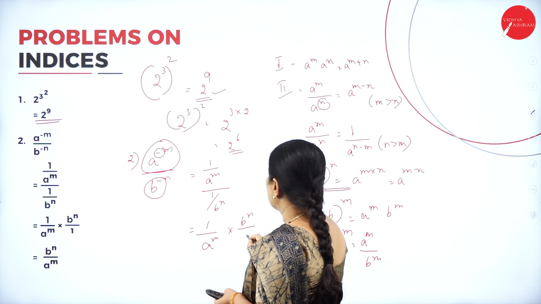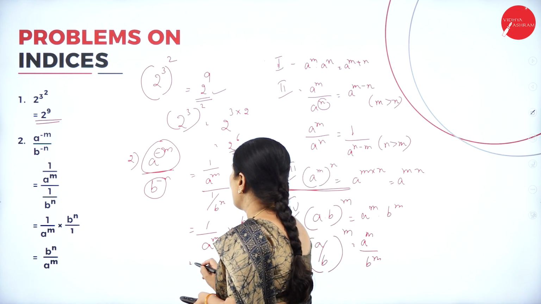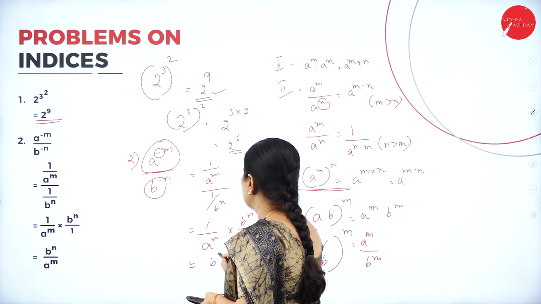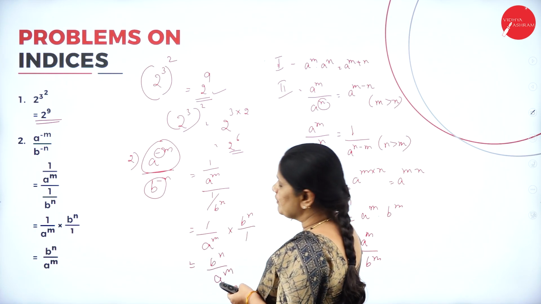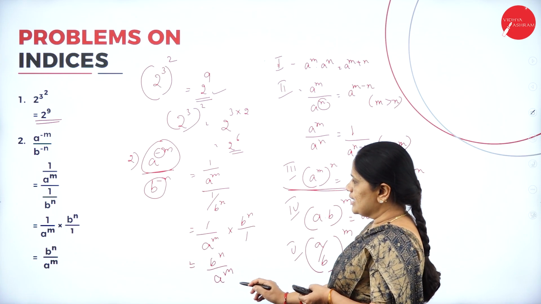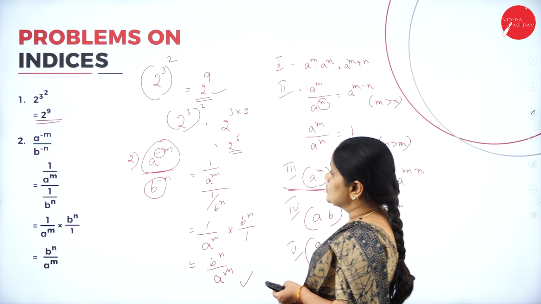So it will be 1 by b to the power of n by 1. So this will be equal to b to the power of n by a to the power of m. So this is your answer. Hope you have understood here.